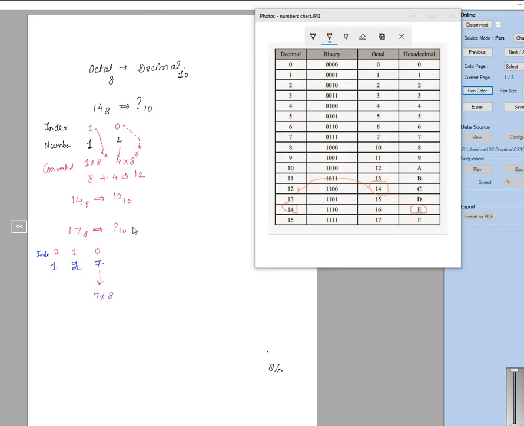So this basically comes out to 7 into 8 raised to 0, because we are dealing with the octal system. Then 2 into 8 raised to 1, and then 1 into 8 raised to 2. So 8 raised to 2 is 64, plus 2 into 8 raised to 1 is 16, plus 8 raised to 0 is 1, times 7. So 64 plus 16 is 80, and this becomes 87 to the base of 10. So 127 to the base of 8 is equivalent to 87 to the base of 10.